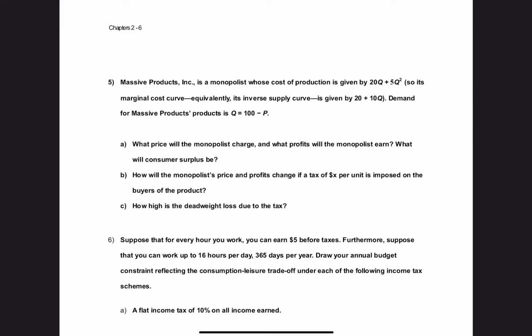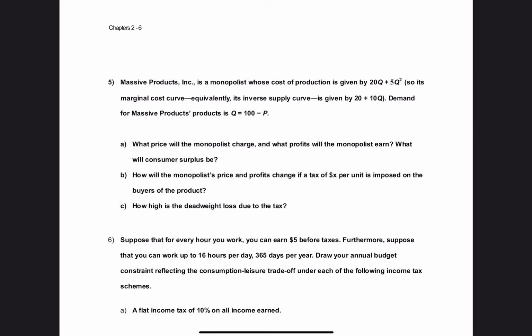So in exercise 5, we are revisiting the monopolist exercise that we had in one of the exercise sessions. We have the company Massive Products, which is a monopolist and has a cost of production given by 20 times the quantity produced plus 5 times the quantity to the power of 2. Therefore the marginal cost curve, which is the inverse supply curve, if you take the derivative, is equal to 20 plus 10 times Q. The demand function in this market for the product is given by 100 minus P.